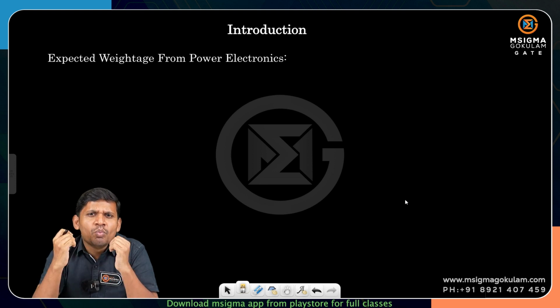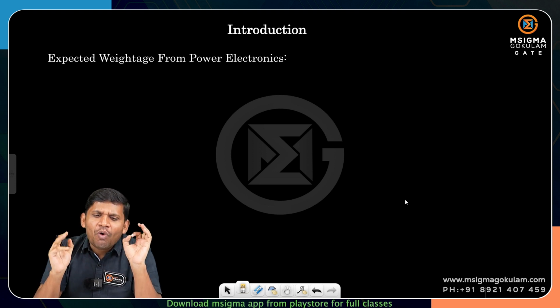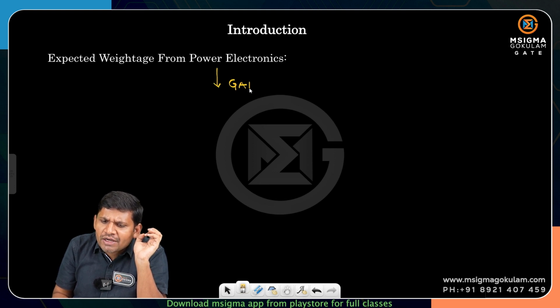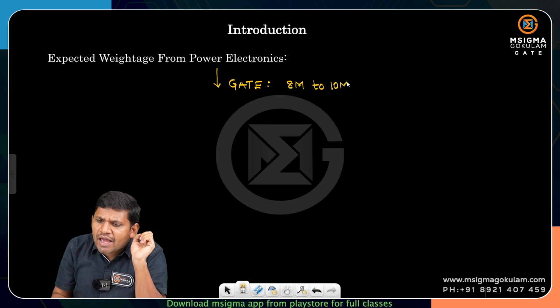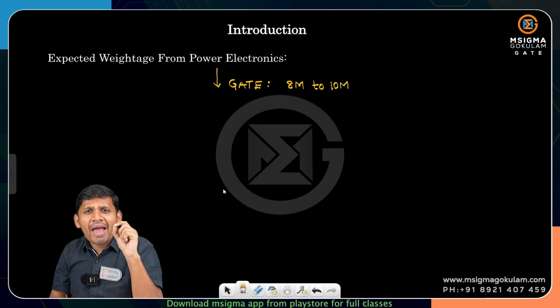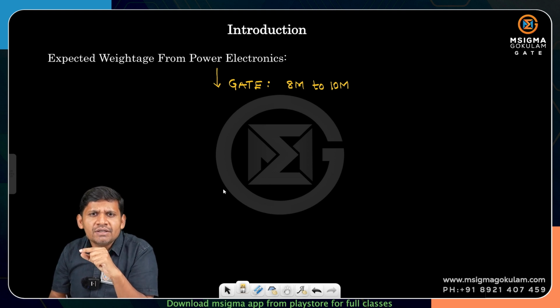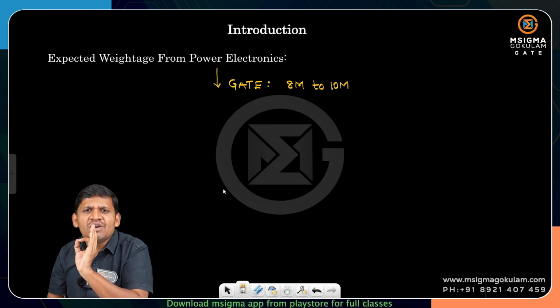Less syllabus, more weightage. Then what is the expected weightage from the power electronics point of view? For GATE, the expected weightage is 8 marks to 10 marks, friends. That is the average I am giving. But up to now, the maximum marks asked from power electronics is 12 marks. The average weightage is 8 marks to 10 marks.